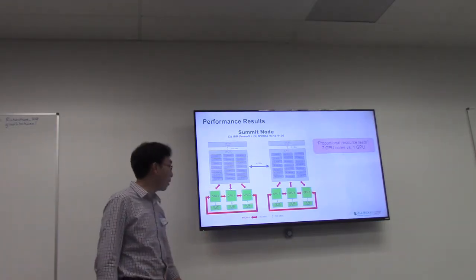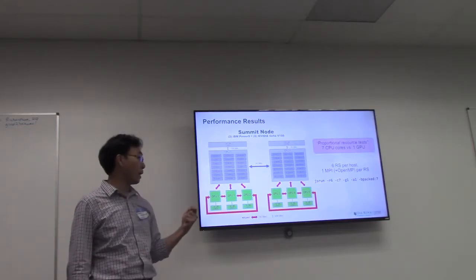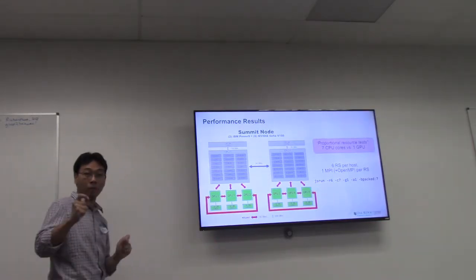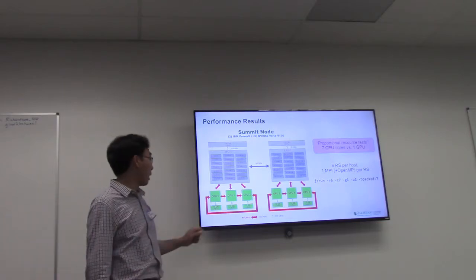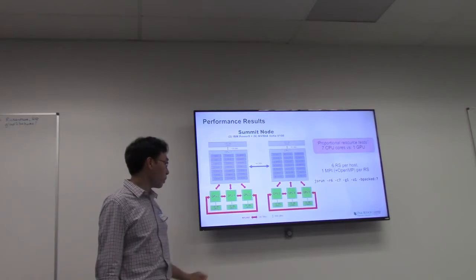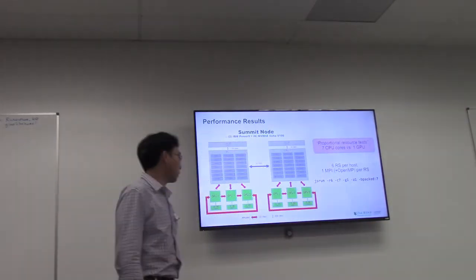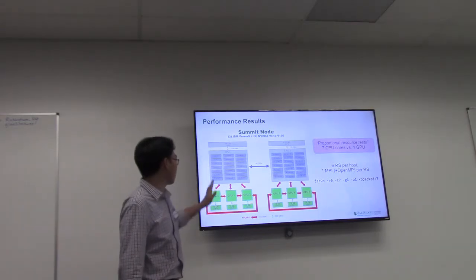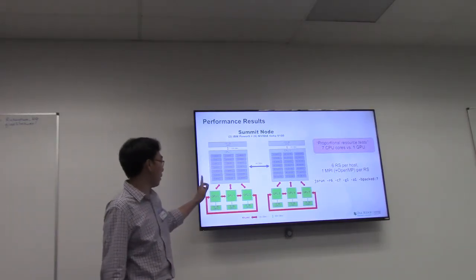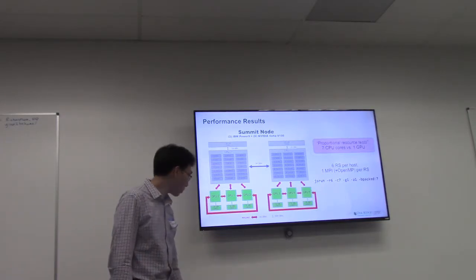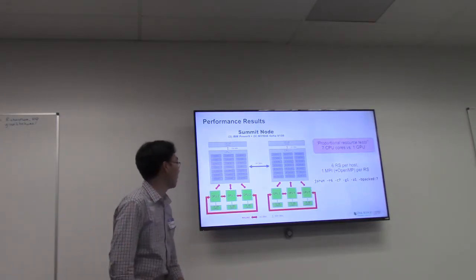It's basically that each MPI rank has either 7 OpenMP threads or 1 OpenMP offload thread, and we have 6 MPI ranks per host. This is the launcher that we use, jsrun, that creates the 6 resource sets, where each resource set has 1 MPI rank and OpenMP threads. So this is how we run our test.